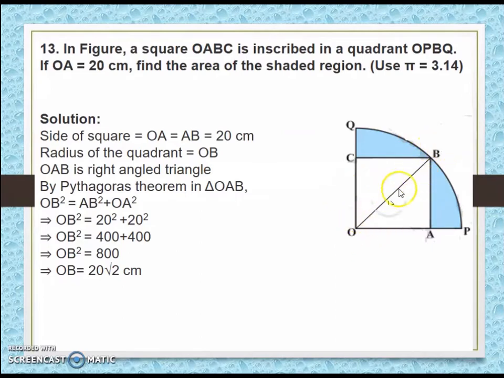If you join OB, you will observe that it is touching the circumference of the circle. So OB is the diagonal of the smaller square and which is also the radius for the quadrant. So if you know AB and OA, AB and OA will be the same only because it's a square. So 20 and 20, you can find out the hypotenuse using Pythagoras theorem. So OB is equal to square root of 20 square plus 20 square. So 20 root 2 will be the diagonal.